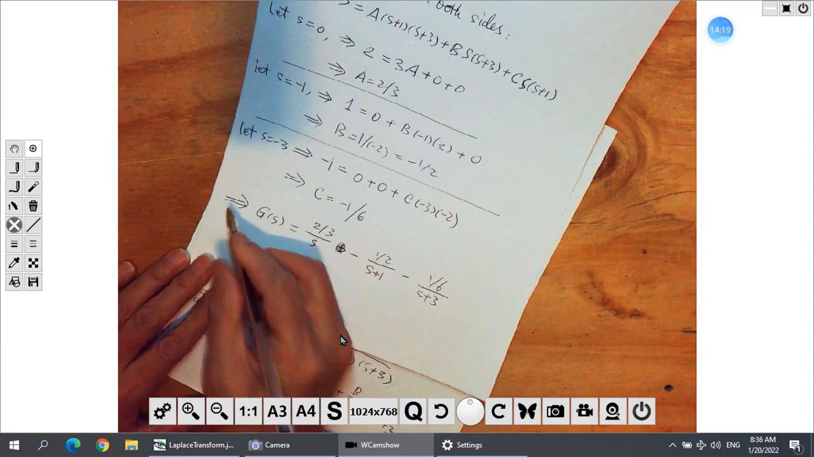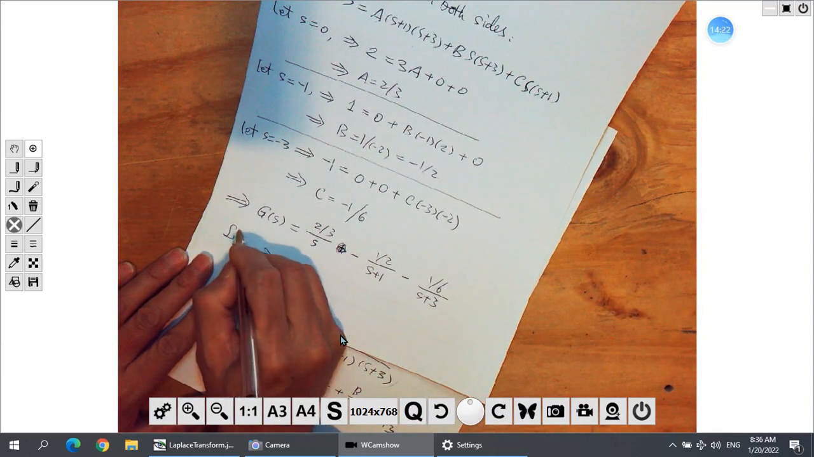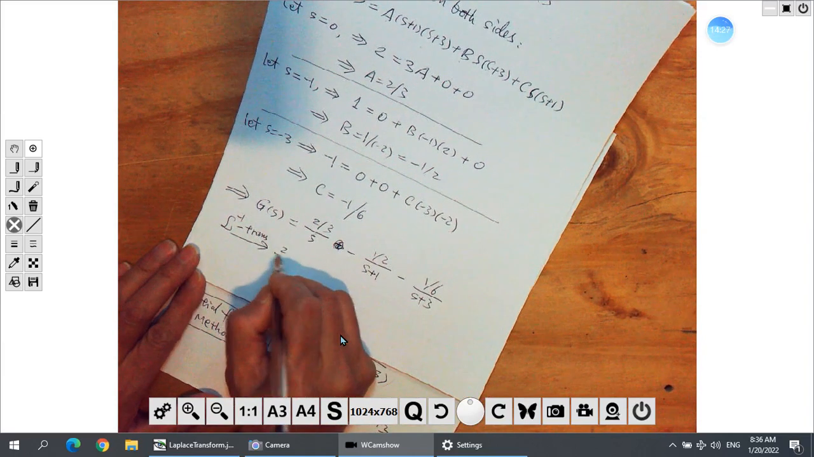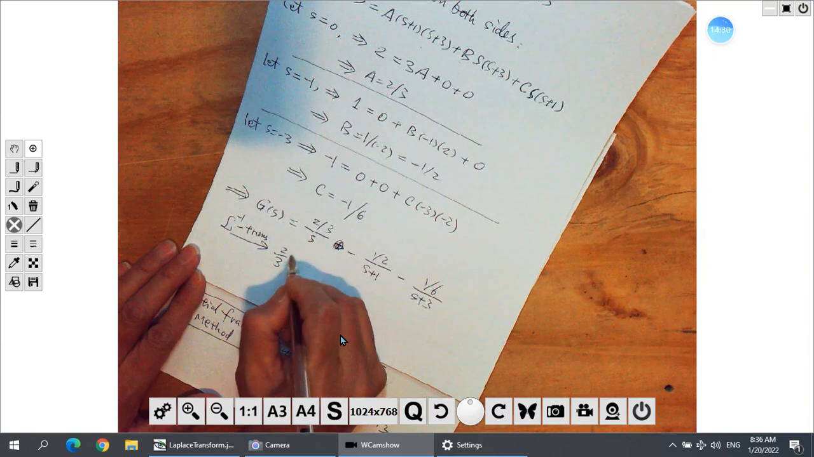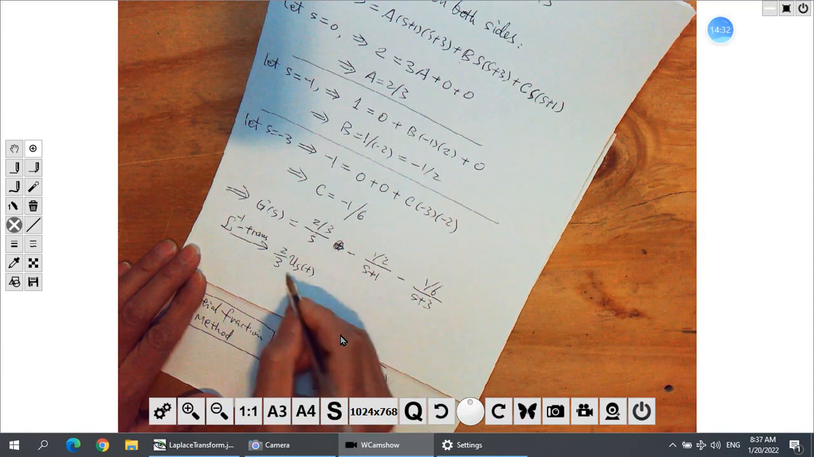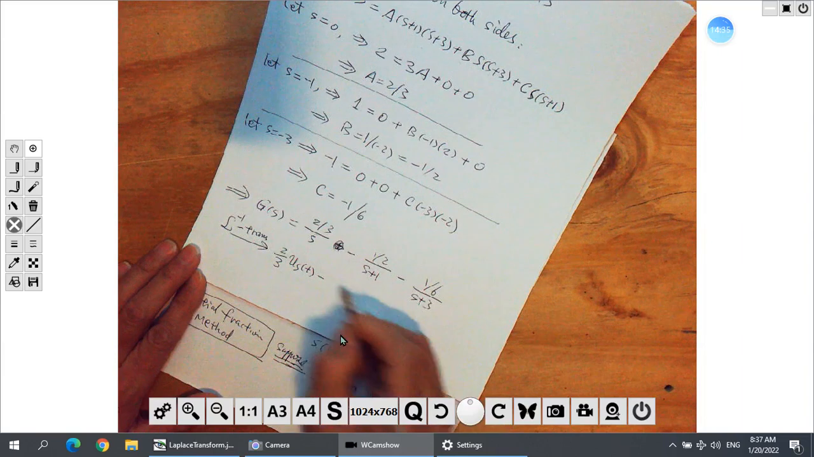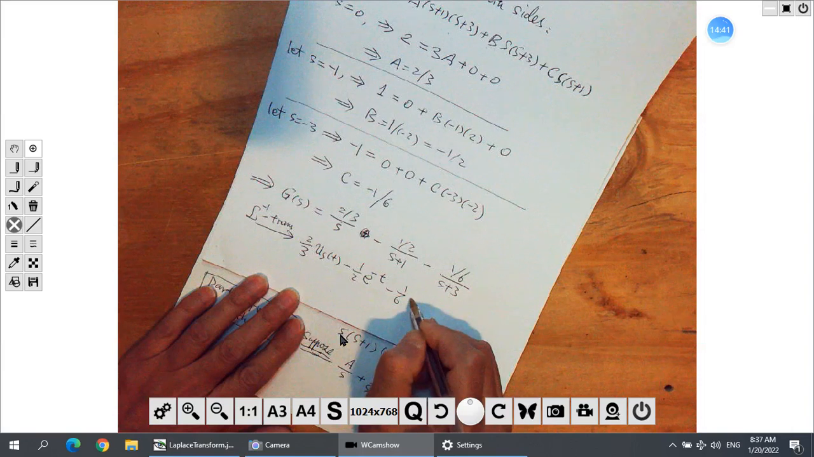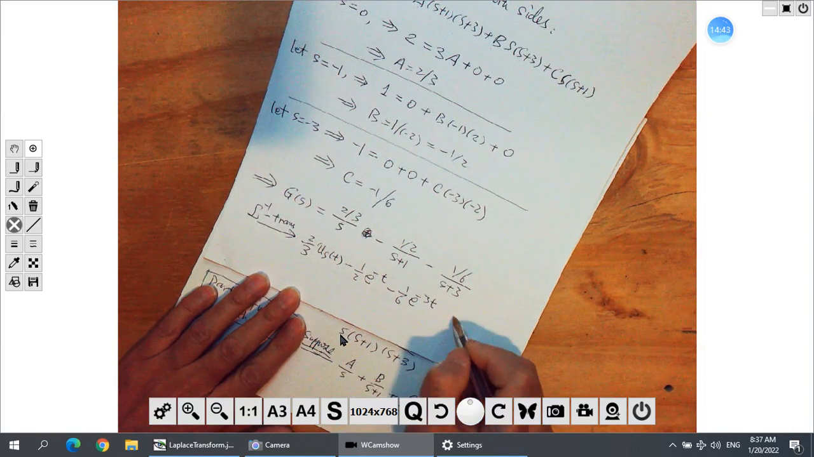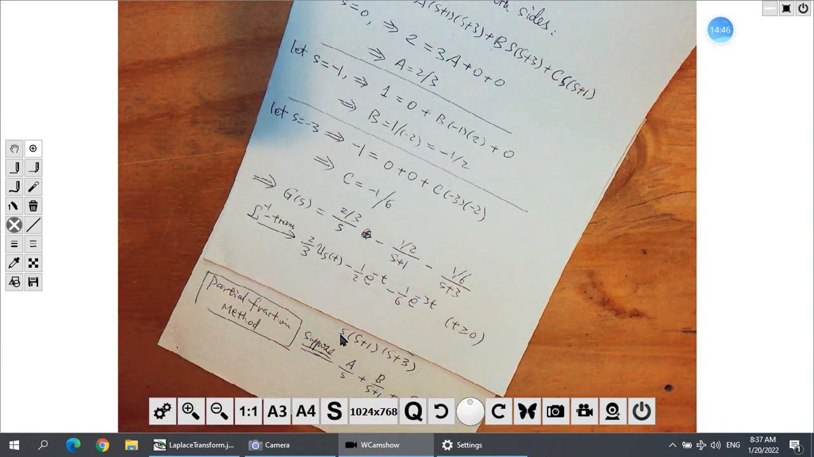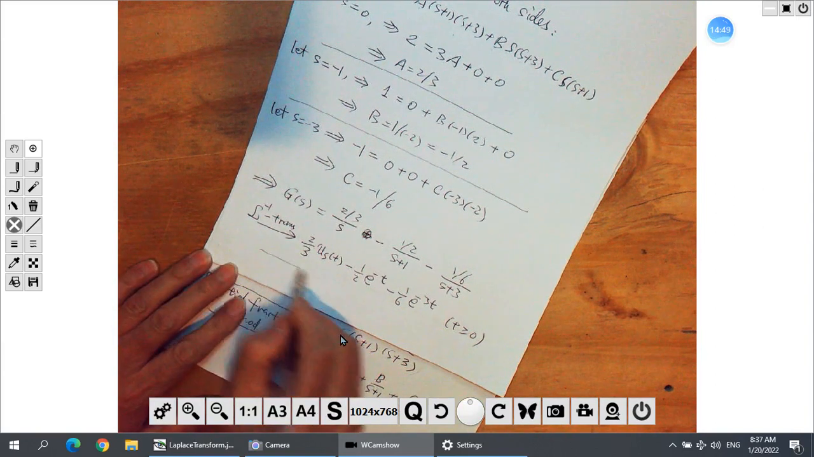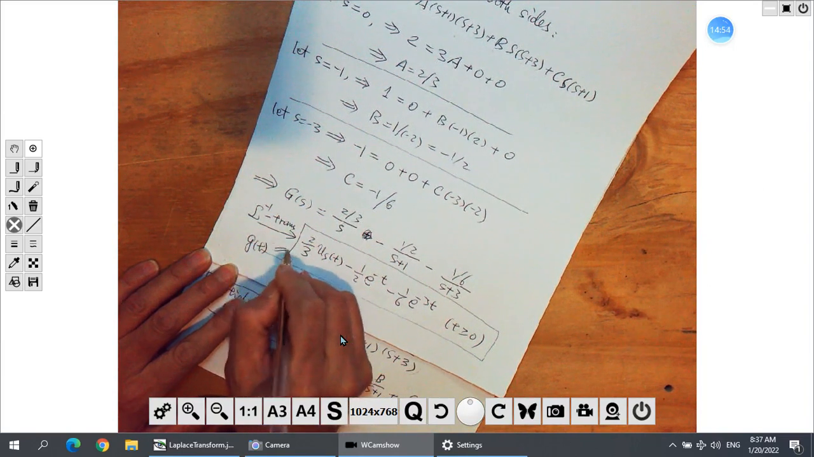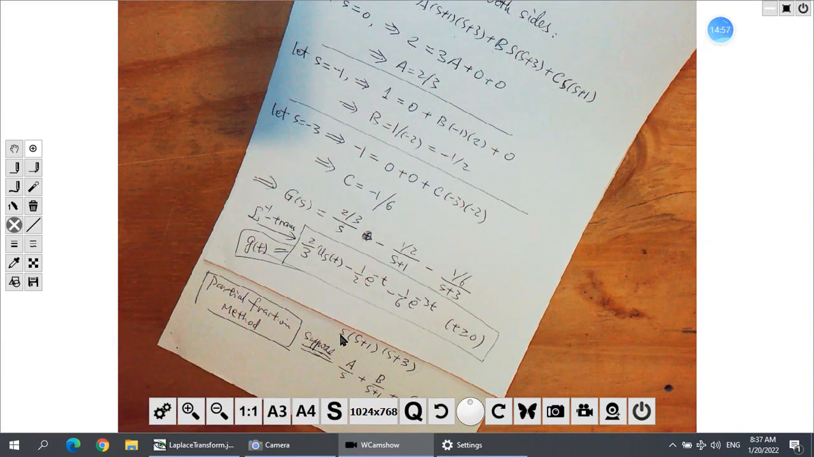Okay, now we can write the inverse Laplace transform. This is 2/3 times 1/s, which is the u_s(t), or just 1, minus 1/2 e^(-t), and minus 1/6 e^(-3t). That's it. If you want, you put t positive. So this is the answer. This is g(t) equal to this one.